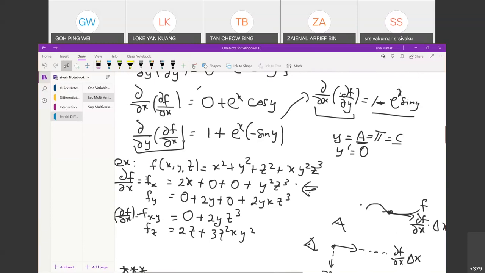Actually, you can differentiate this in many ways. Let's say the question asks you to solve this f(x,y) given, then you need to solve it. Otherwise, you no need to do it. Can you explain why f_xy gives the answer 0 plus 0 plus 2y to the z^3?